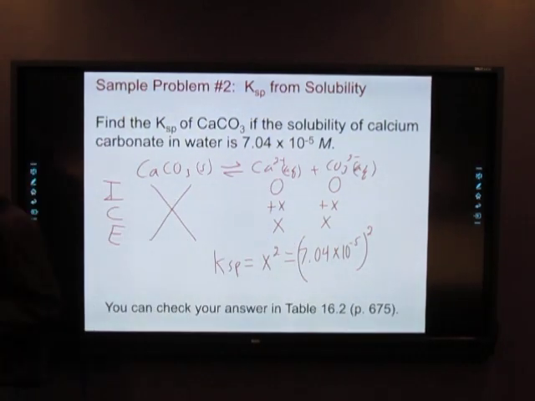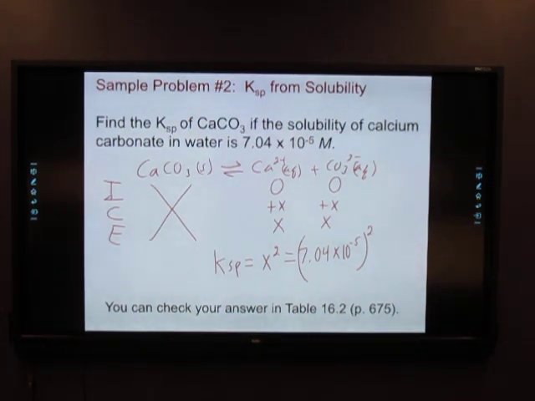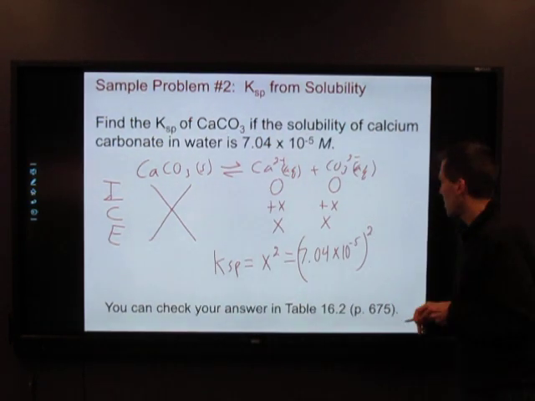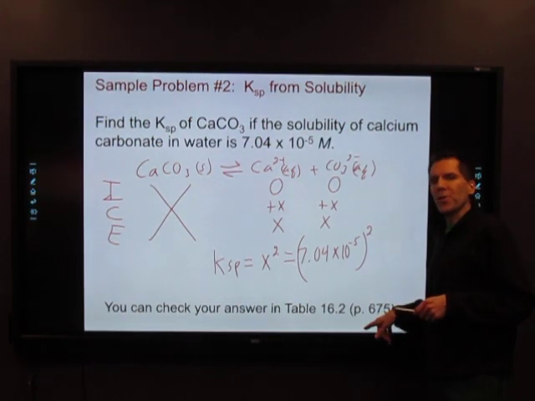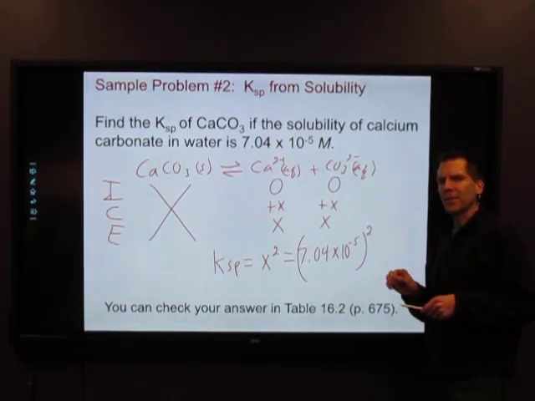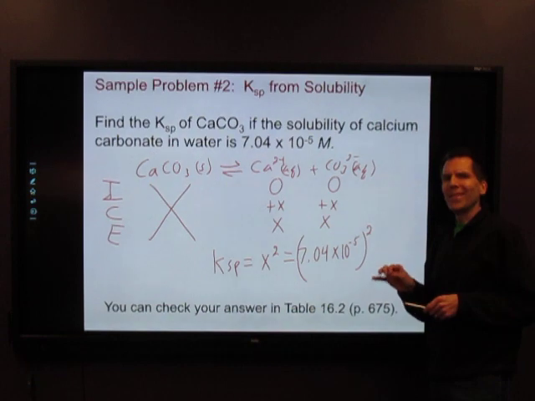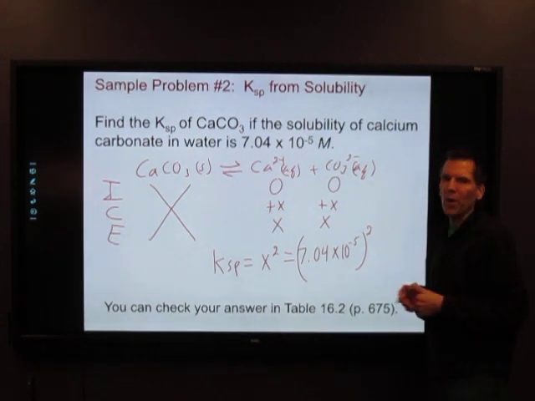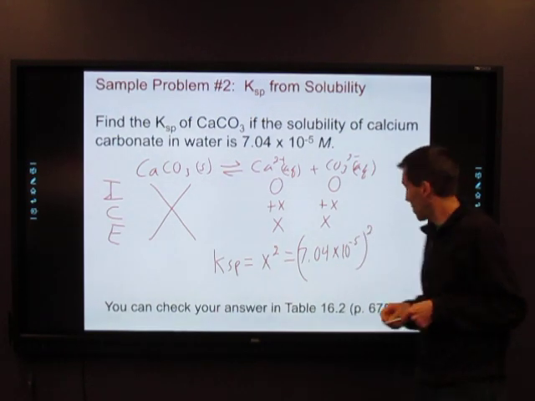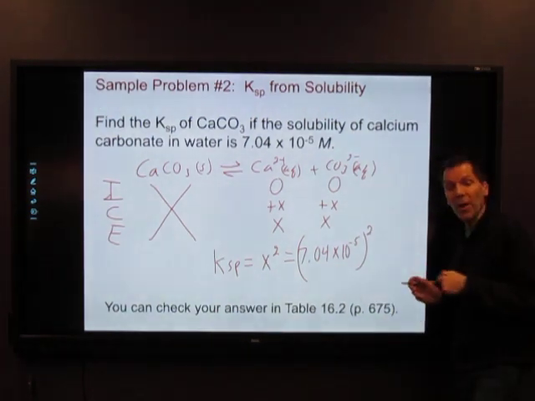Punch in your calculator, and it should come out to be 4.96 times 10 to the negative 9th. In your book, you can check your answer on page 675, but it should be 4.96 times 10 to the negative 9th, because we're just squaring the value of the molarity of the solubility of the ions. Like I said, you can check the value right there, it has to be right.